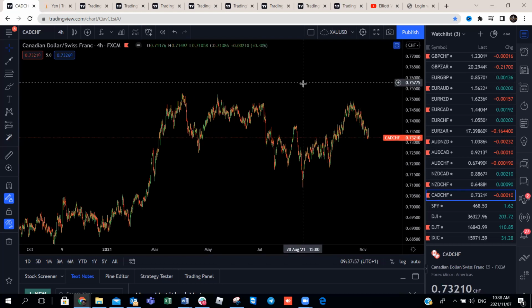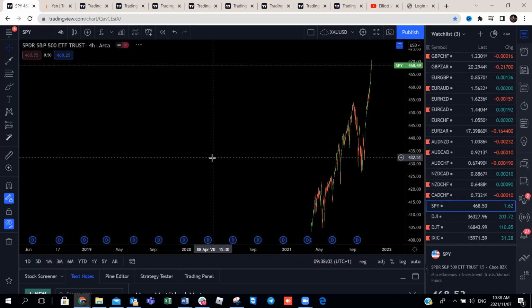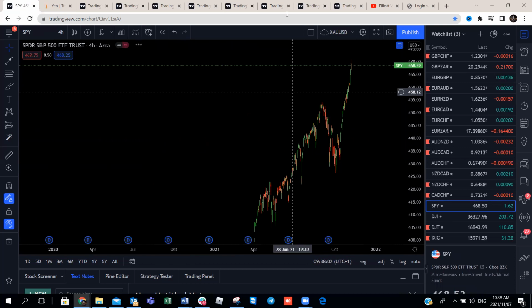Now the indices, guys, it's just a parabolic move to the upside. Let's have a look at the S&P 500. And I'm going to show you this just from my charts.